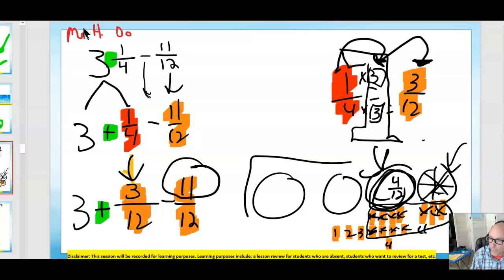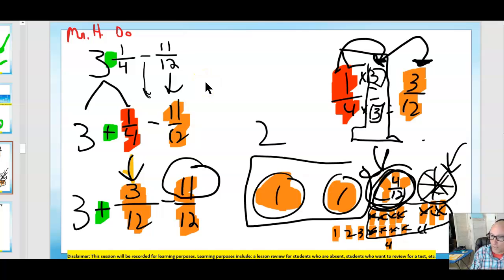So what do we have left? We have 2 whole pizzas, and then in this pizza we just have 1, 2, 3, 4 pieces out of 12. The answer is 2 and 4/12. But how would you do that without drawing pictures? Because sometimes you don't want to draw pictures. Maybe you're a symbolic math person. You want to do it that way. Maybe it's going to be easier, whatever reason you have.